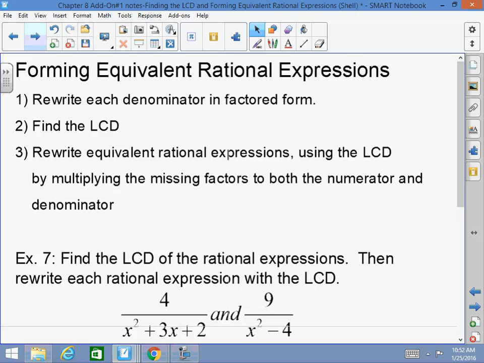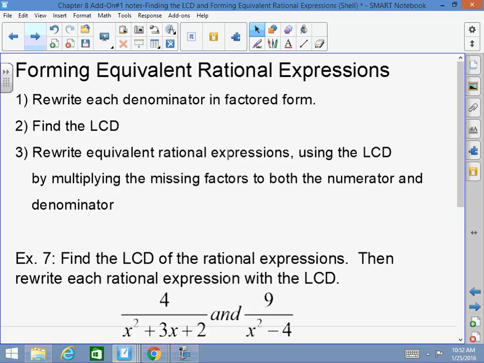So once you find the LCD, you have to ask yourself, okay, what do I need to multiply to this denominator and numerator to make this fraction have the same denominator as my LCD? And I need to multiply to both the numerator and the denominator so that I can have an equivalent rational expression.